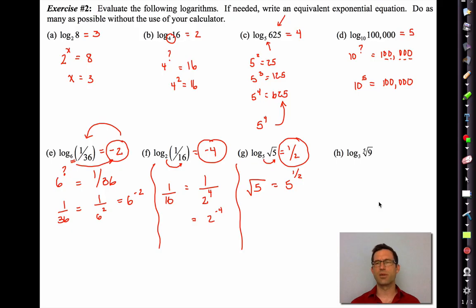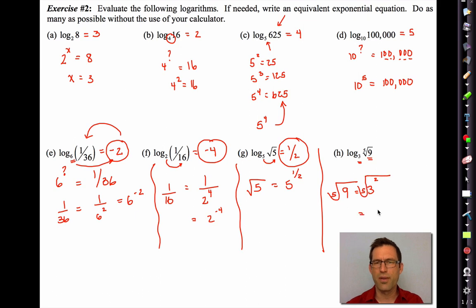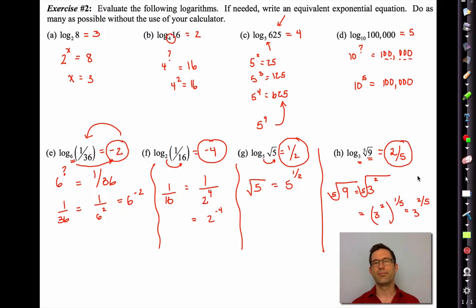Oh boy, this last one is very tricky. The log base 3 of the 5th root of 9. I've got to figure out what I raise 3 to get the 5th root of 9. Well, what is 9? 9 is 3 squared, right? So the 5th root of 9 will be the 5th root of 3 squared, but that'll be 3 squared to the 1/5. So that'll be 3 to the 2/5. Right, so I would have to raise 3 to the 2/5 to get the 5th root of 9. Wow.